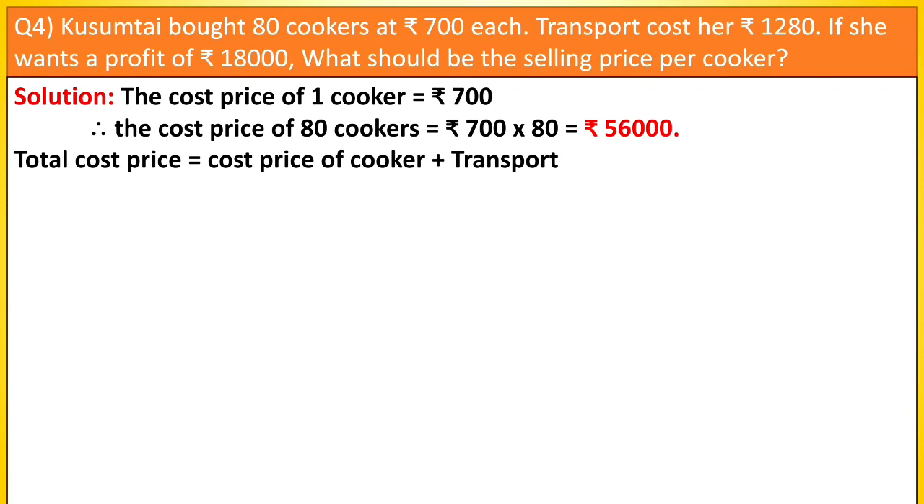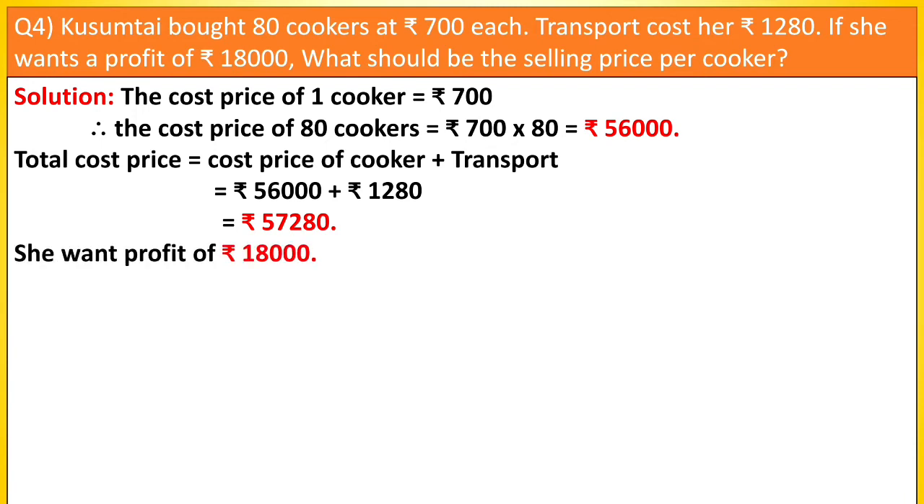Total cost price of cookers is cost price of cookers plus transport. So we get the cost price of cookers is 56,000 and transport charges paid is 1280. So the addition of this is rupees 57,280. And Kusumtai wants a profit of rupees 18,000.